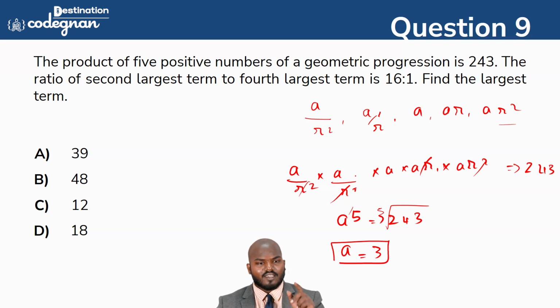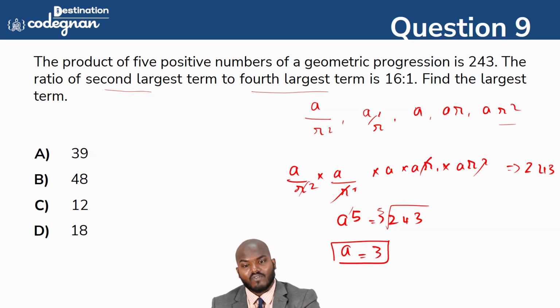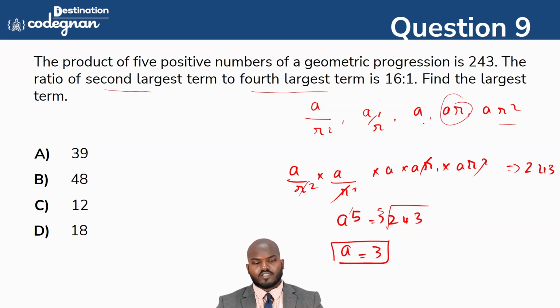But the point is that they are saying the ratio of the second largest term to the fourth largest term gives the value 16:1. Okay, so what is the second largest term? This is the second largest term, we can call it AR. The fourth largest term: this is the third largest, this is the fourth largest, so we can call it A over R. So the ratio is 16:1.